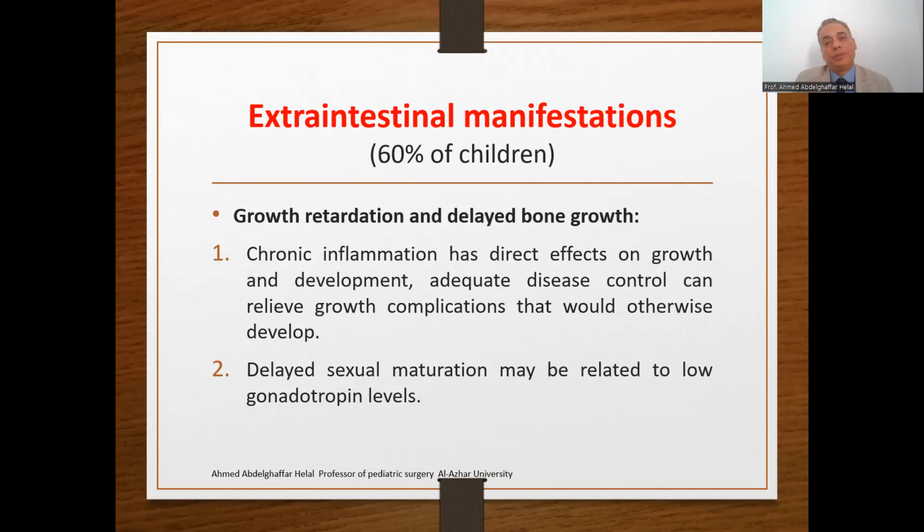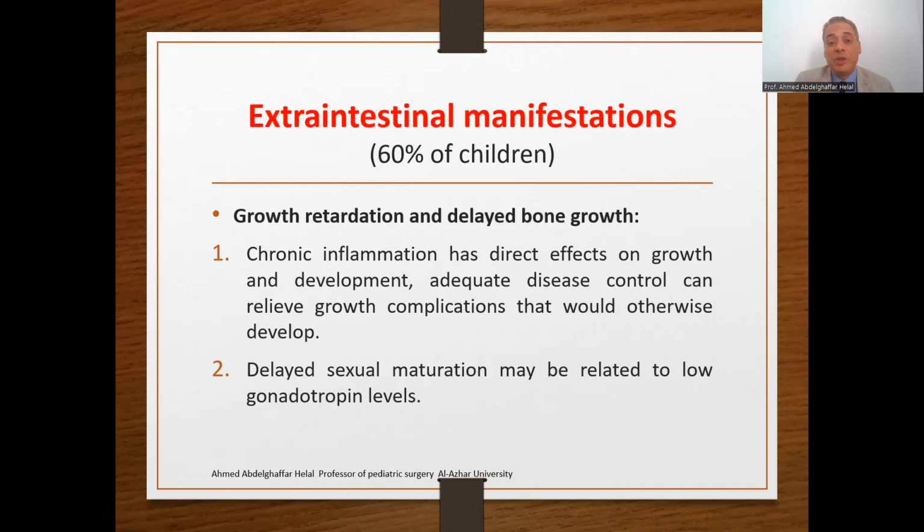Extraintestinal manifestation. You should imagine that the disease is inflammation and there is also autoimmune dysregulation. So manifestations of the disease may be related to both elements, the inflammatory element and the autoimmune element. Number one, growth retardation and delayed bone growth. The chronic inflammation present has a direct effect on growth and development. So adequate disease control can prevent or delay these complications.